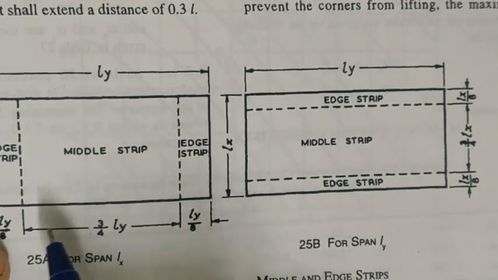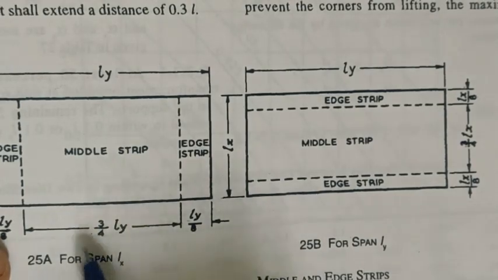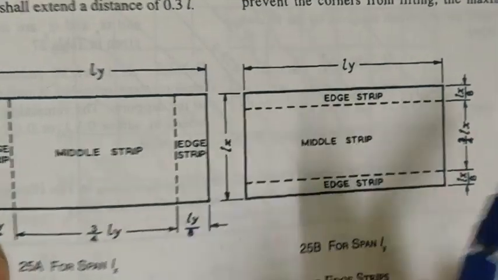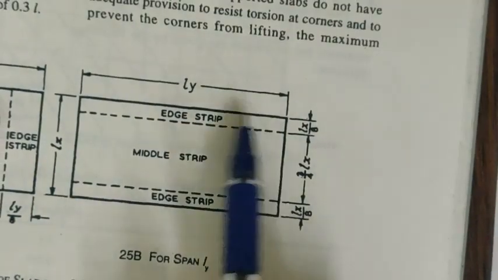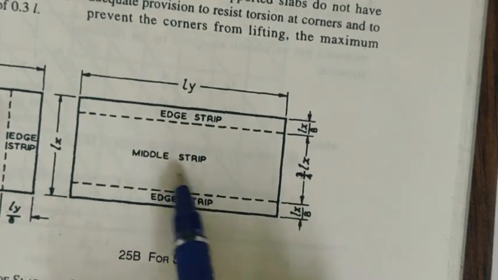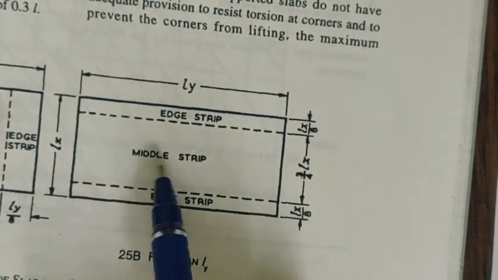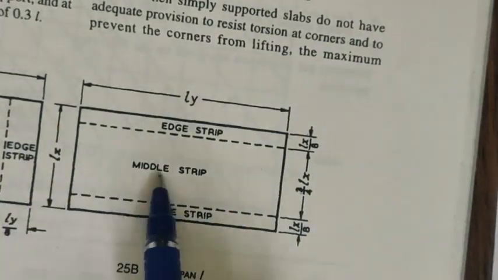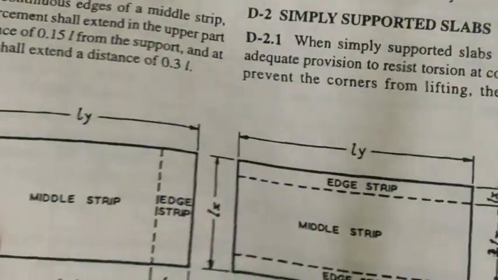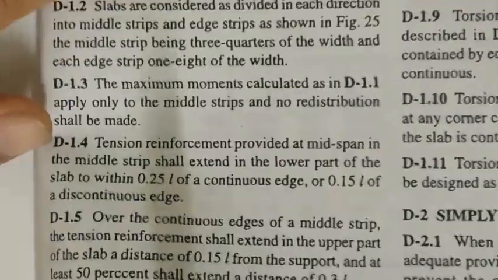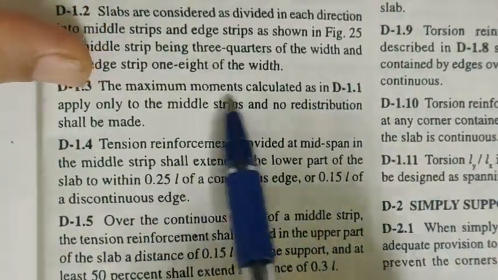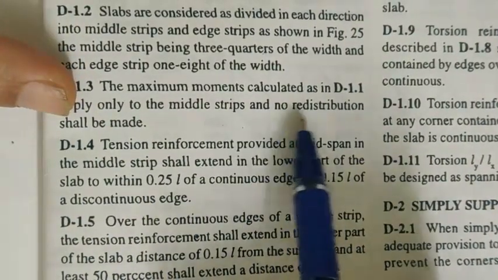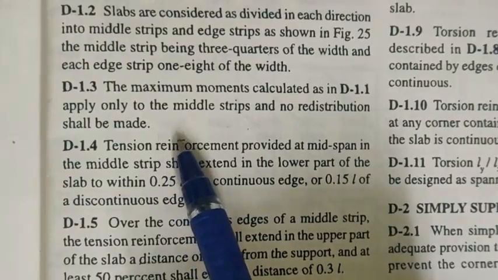And how much will be the length of this middle strip? The length of the middle strip will be 3/4 of the total length in both the directions. This is the longer direction. Even in the shorter direction, the same thing is there. We have the edge strip, we have the middle strip. So whatever reinforcement we get by using the formula of alpha x omega lx square will be applicable to the middle strip. Okay? So it is written, the maximum moment calculated as in this thing applies only to the middle strip and no redistribution shall be made.